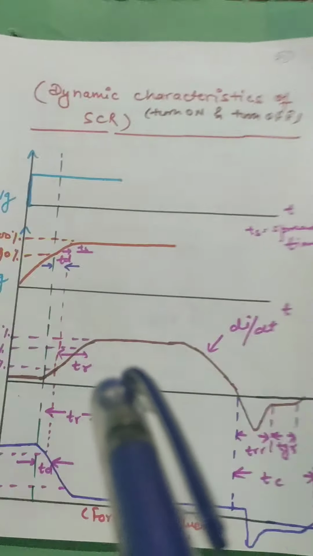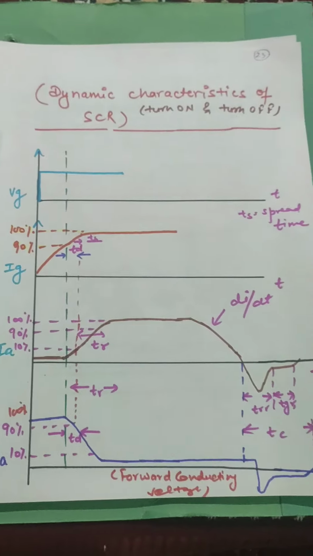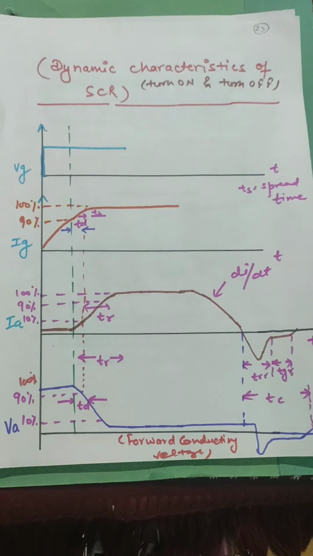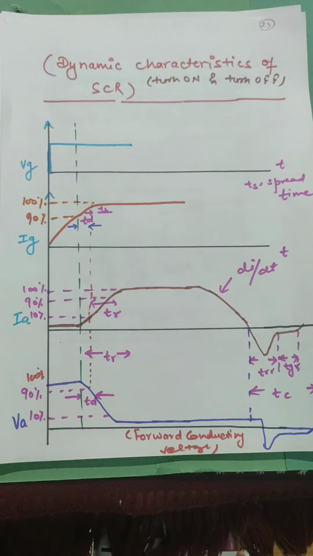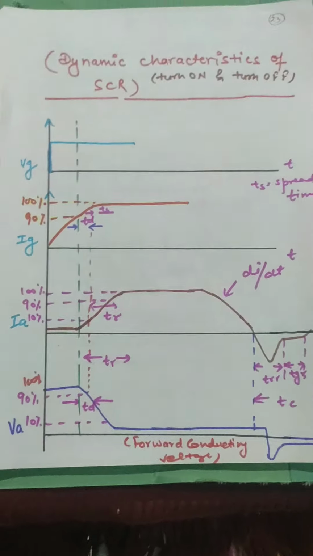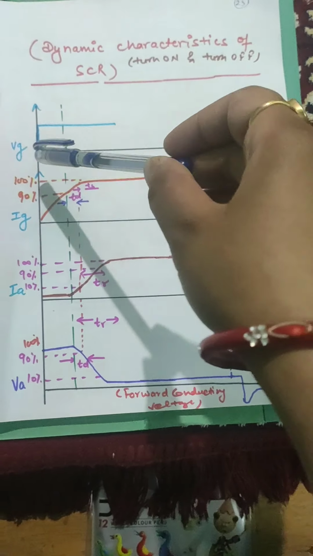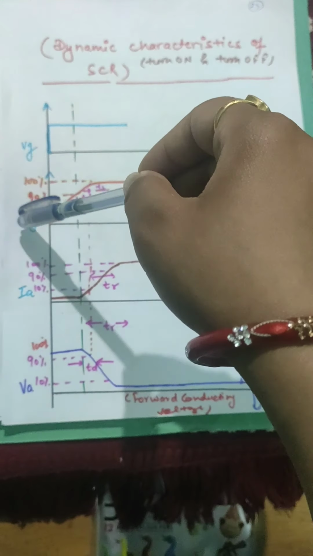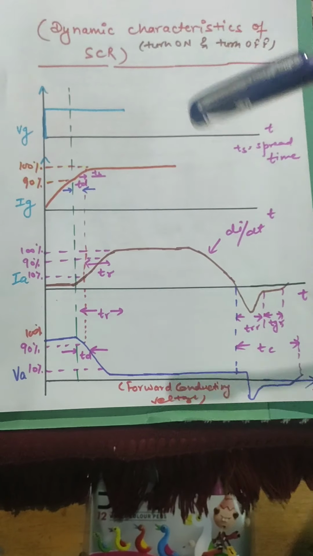What about dynamic characteristics? Dynamic characteristics basically are turn on and turn off. How the SCR turns on and how it will turn off. So, this is the dynamic characteristics of SCR. I will explain it. Basically, the dynamic characteristics show VG, gate voltage, gate current, and anode voltage.